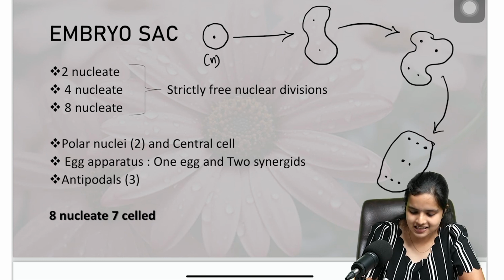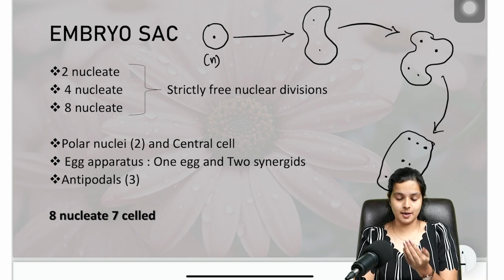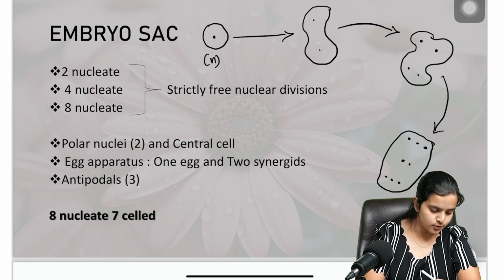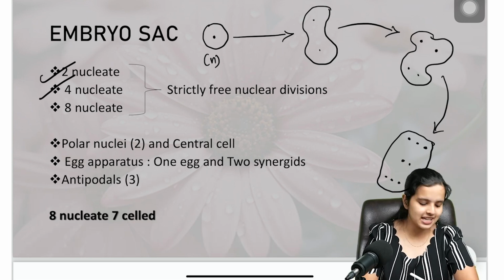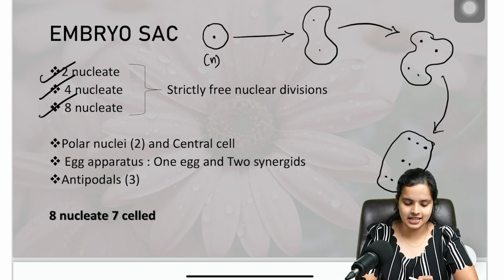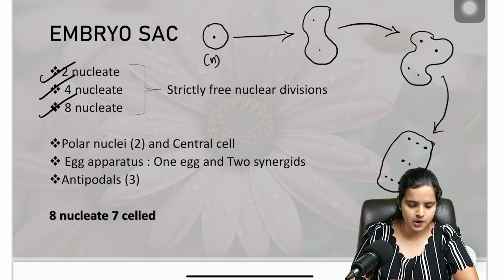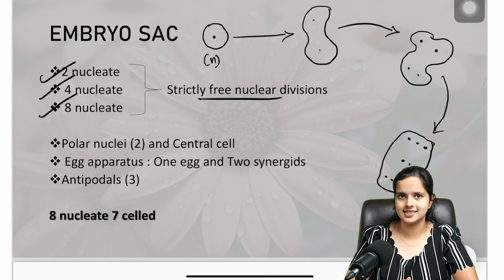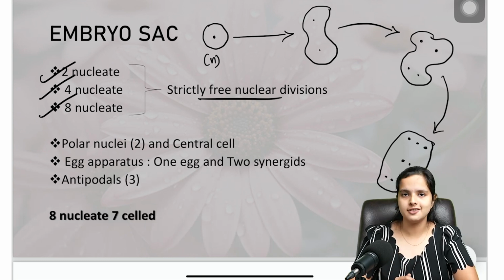So there are 3 stages to an embryo sac development: the 2 nucleate stage, the 4 nucleate stage, and the 8 nucleate stage. And all these divisions are strictly free nuclear. What do you mean by strictly free nuclear? It is not followed by cell division, or cell wall is not formed between the cells. There is no cell division. There is only nuclear division. It is free nuclear division.